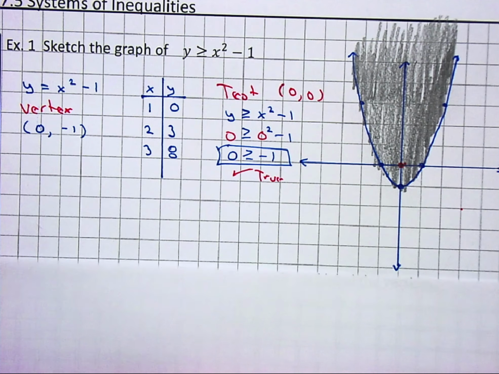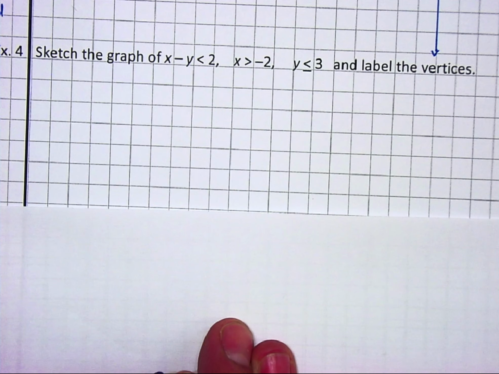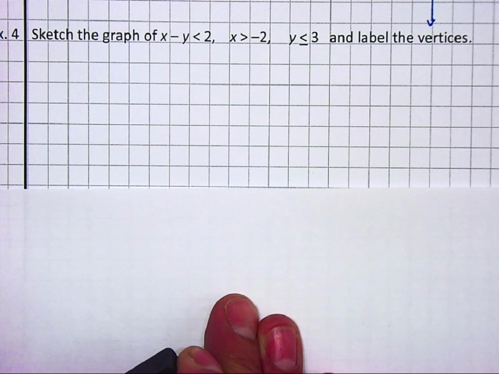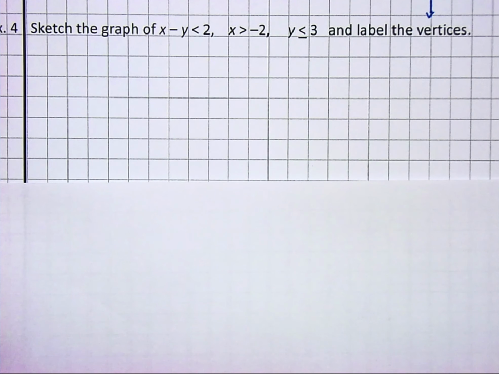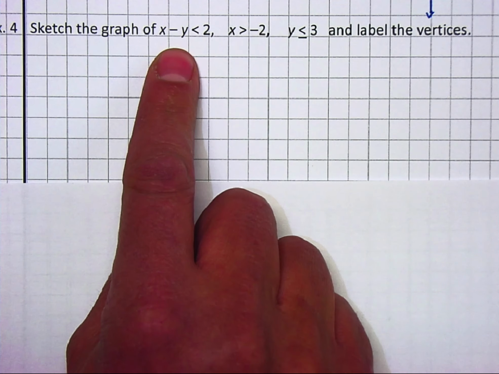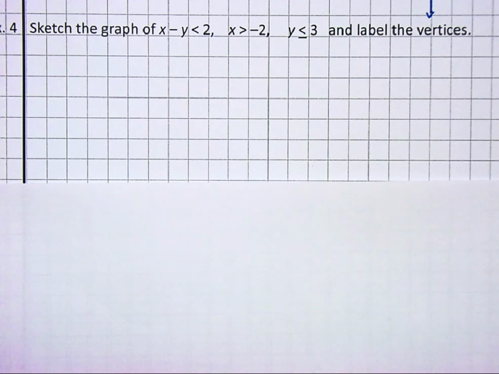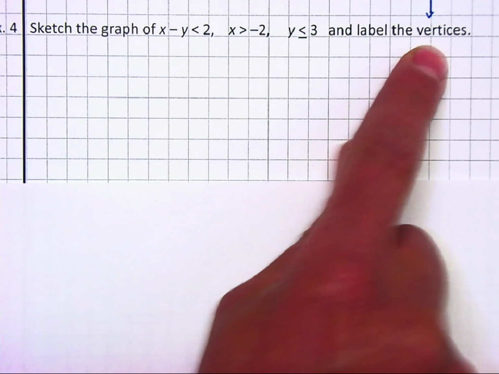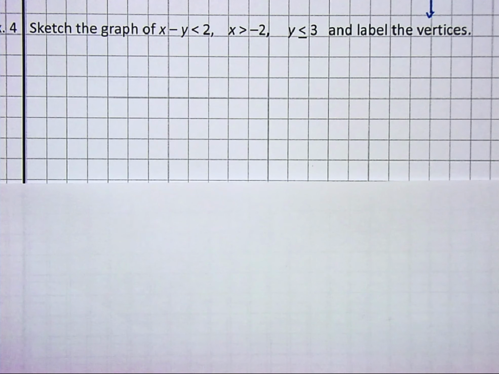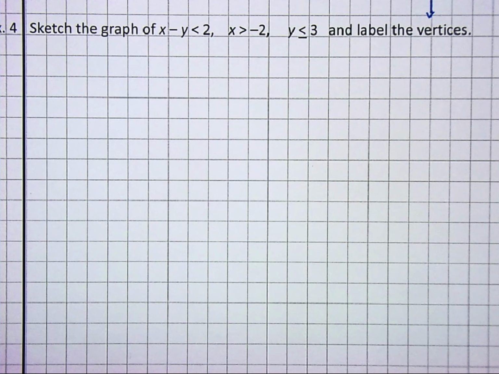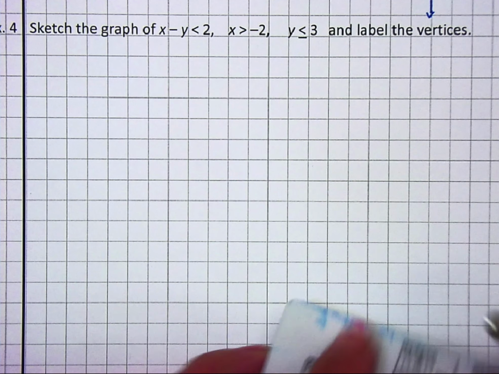Now let's continue to example number 2. In example number 2, we have 3 inequalities that we need to graph, and we also need to label the vertices. So I'm going to create a 5 by 5 graph, or you can use the ones that you have.